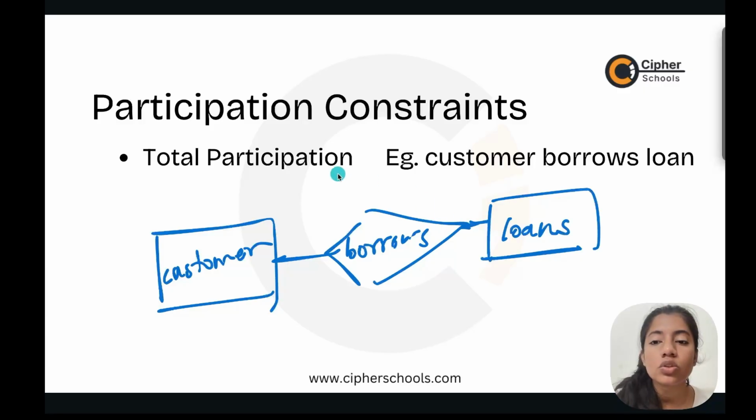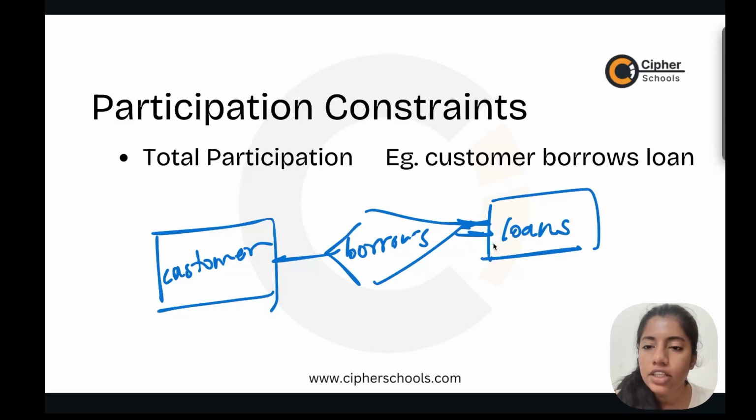So this is known as total participation, where we represent it with a double line like this, where all these loans participate in this relationship. But for the customer side, it is not necessary that all customers take a loan. A few customers may and a few may not. So when partial entities from this set participate in the relationship, we represent it with a thin, single line, and we call it partial participation. Whereas when all the entities are involved in this relationship, we call it total participation.